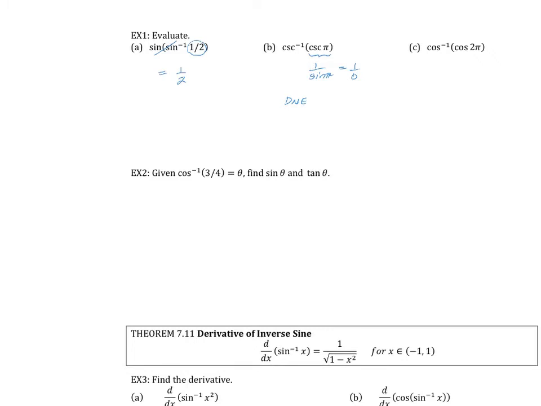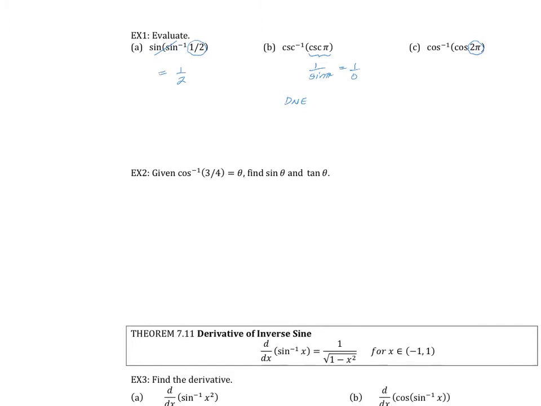What about if we put in 2 pi into cosine? Okay. Well, that's not within the values that we're allowed to in order for this to cancel. So cosine inverse of cosine of 2 pi is not equal to 2 pi. Okay, because 2 pi is not within our range that we're allowed to put in.